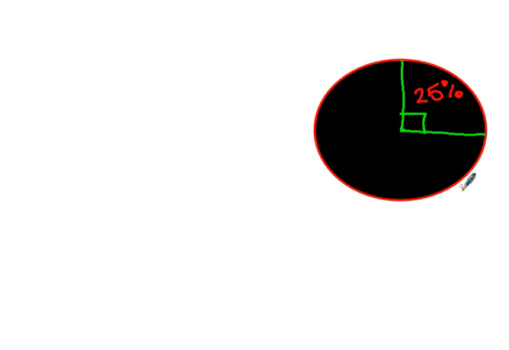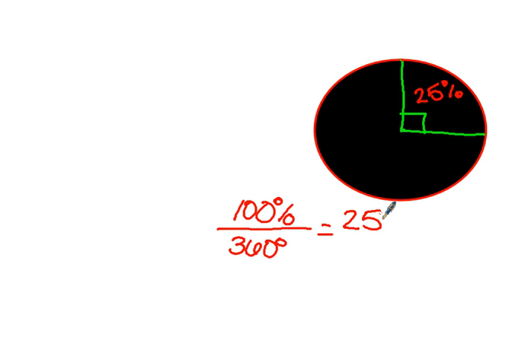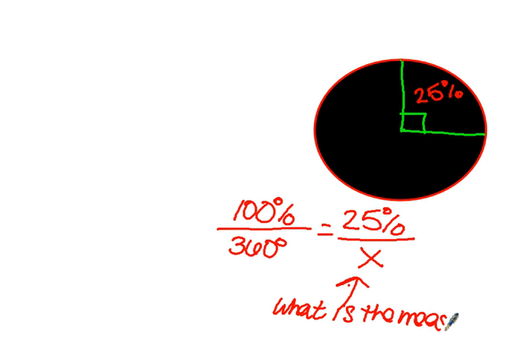When you calculate what 25% is of our whole, so remember, 100% of our circle is equal to 360 degrees. So the question is, what is 25%? Okay, so what is x? x is what we're trying to find out. What is the measurement in degrees?